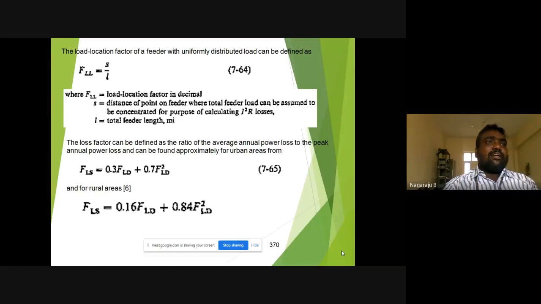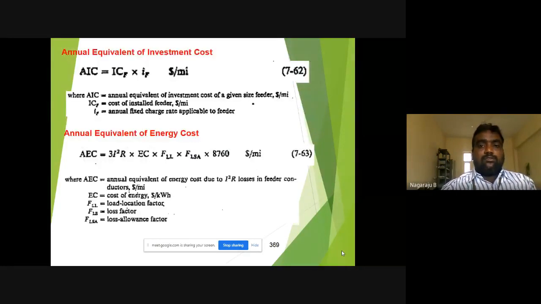For the loss factor, you have the relationship 0.3 FLD plus 0.7 FLD square. This is for urban areas. For rural areas, the loss factor is equal to 0.16 into FLD plus 0.84 into FLD square. This is about the annual energy cost calculation. So AIC is over.